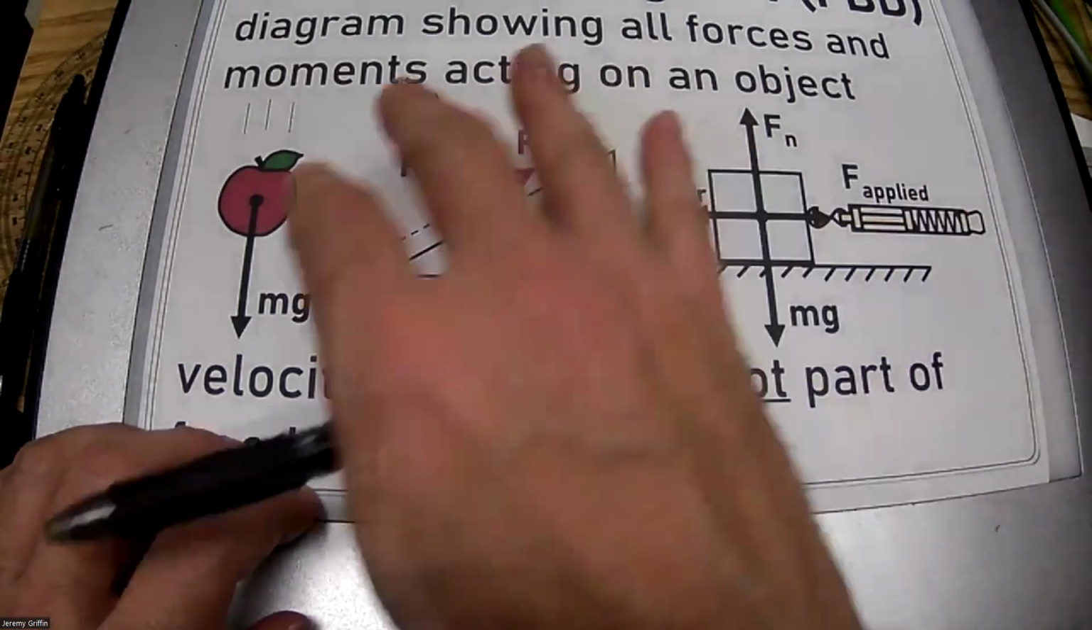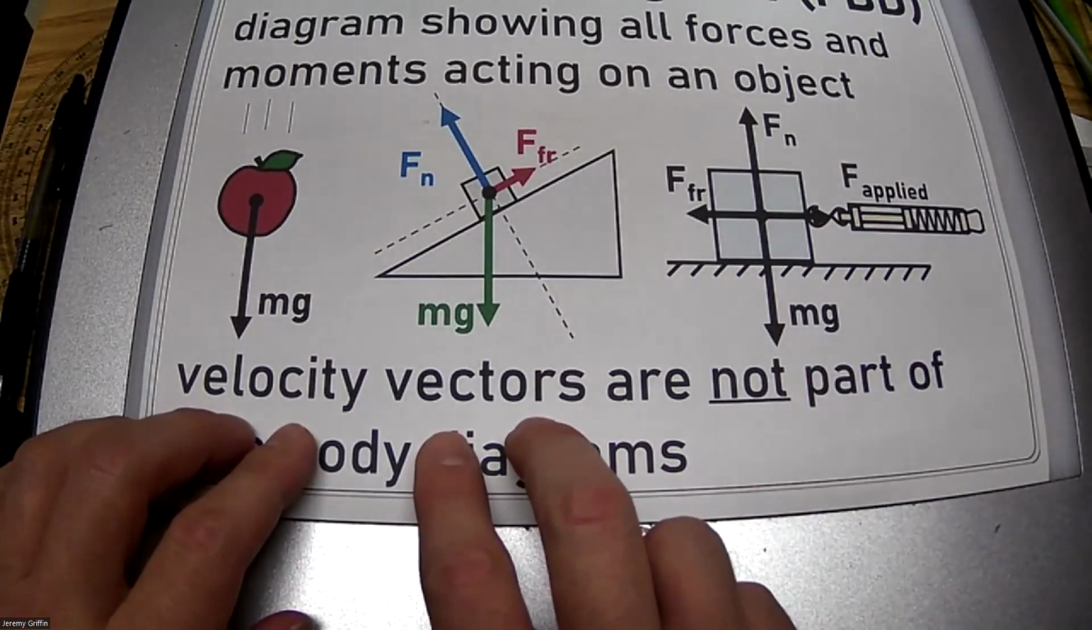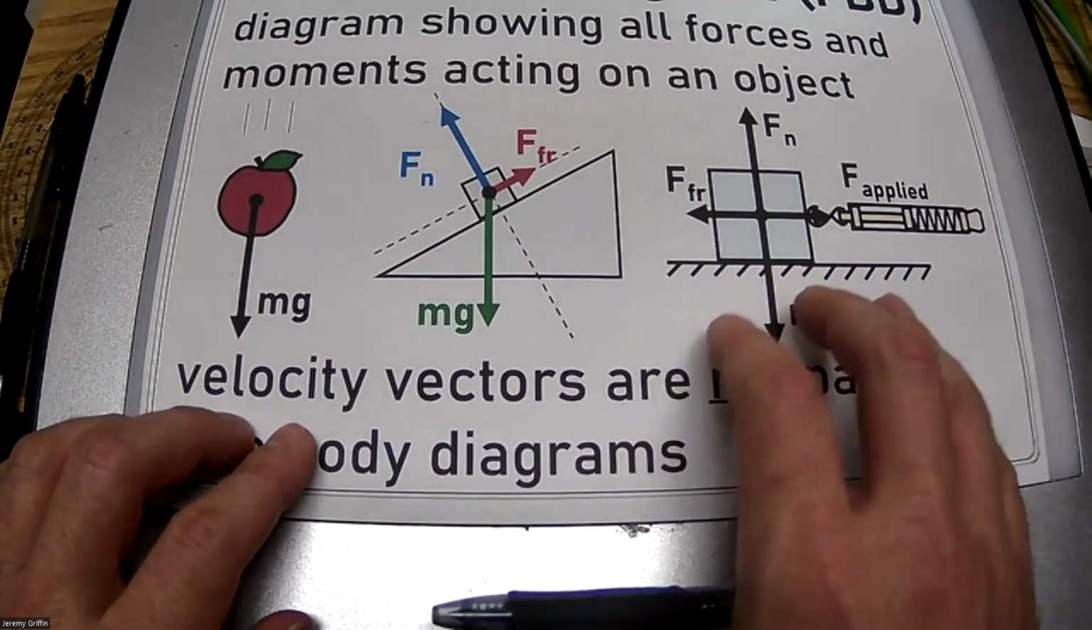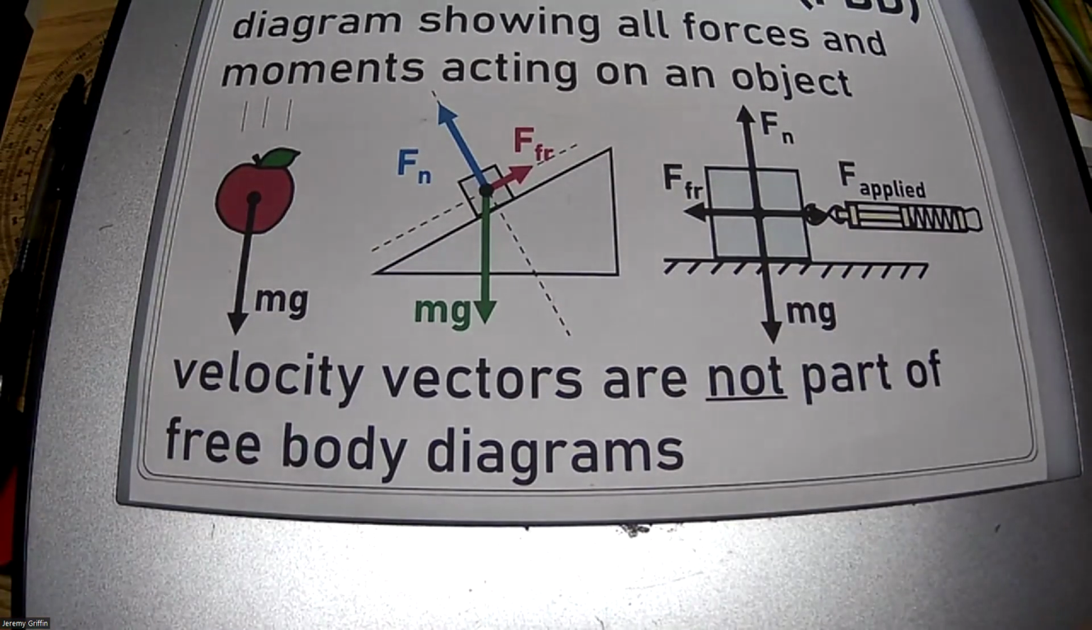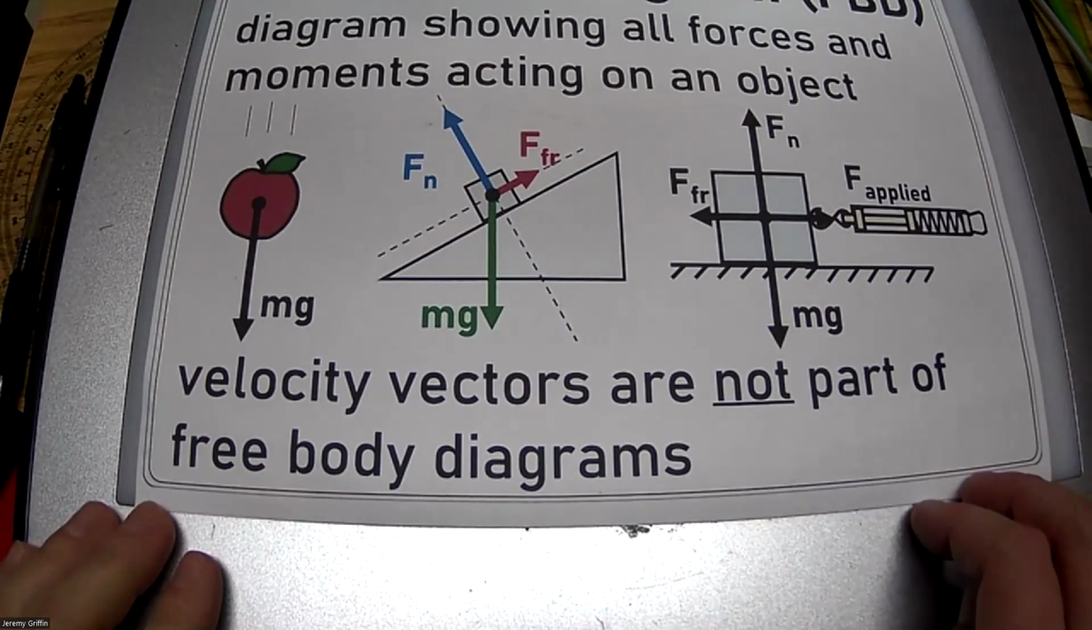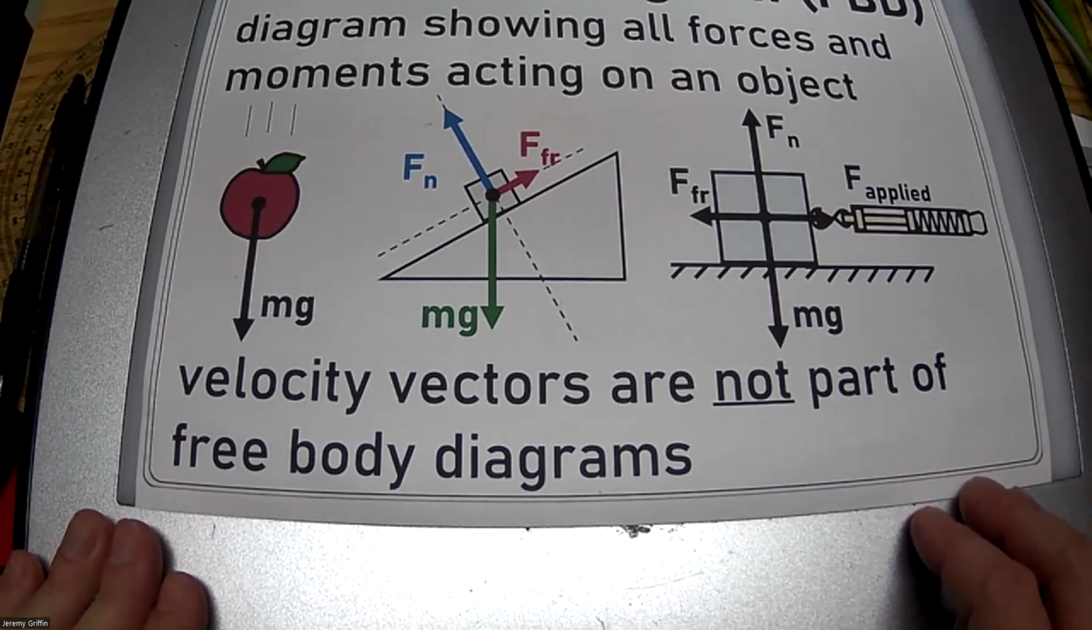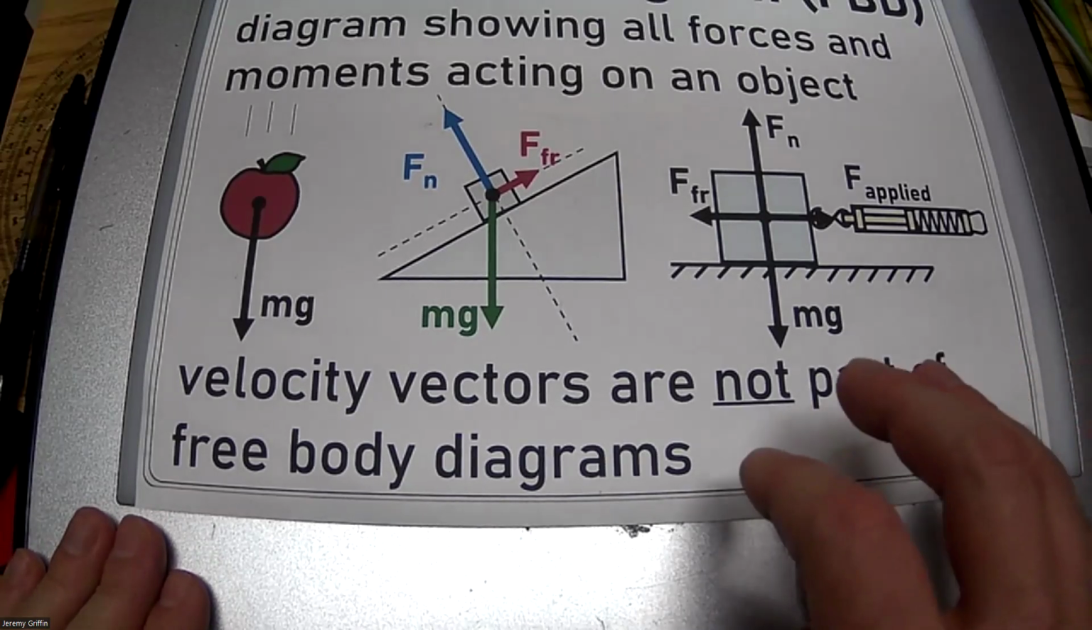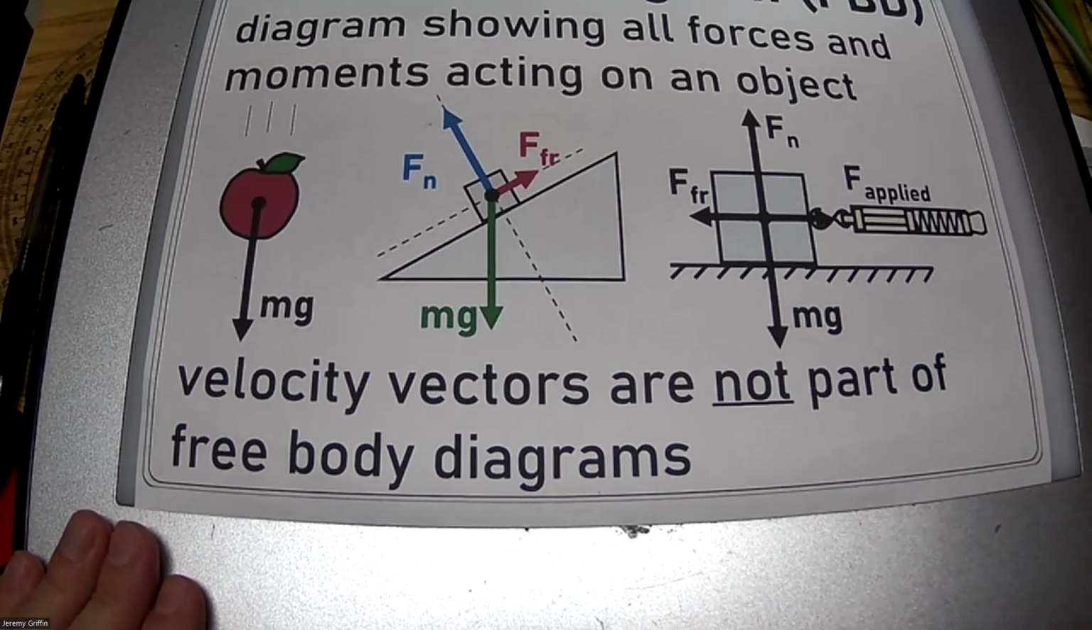Guys, did I draw any velocity vectors here? Did you see any velocity vectors? No, because these are all force vectors. I haven't written your next quiz yet, but when I do, do you think I'm going to have you draw some free body diagrams? And do I only want you to draw force vectors on those free body diagrams? Yep.